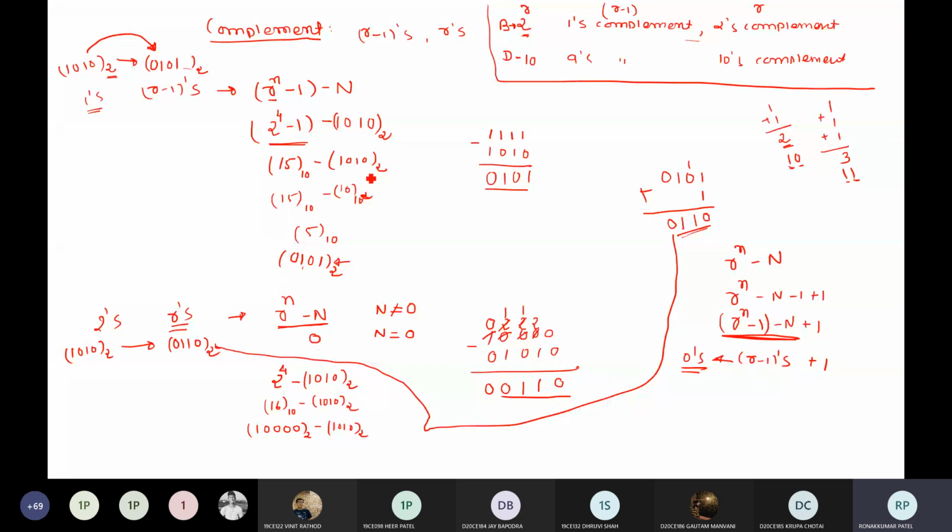Now if you see this process, here the subtraction that came, right? The subtraction: 15 is 1111 minus your number 1010. Now if you have any number, if you subtract that number from 1, you will get the opposite number. 1 minus 0, you will get 1; 1 minus 1, what will you get? 0.